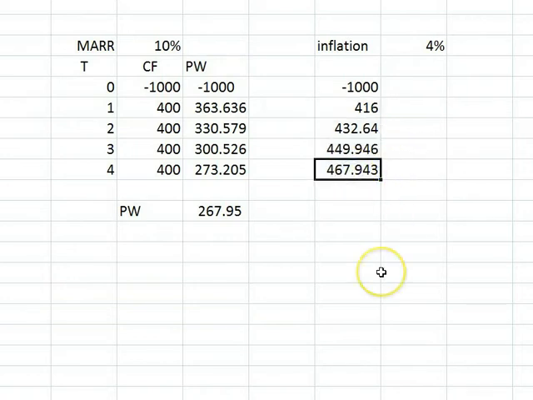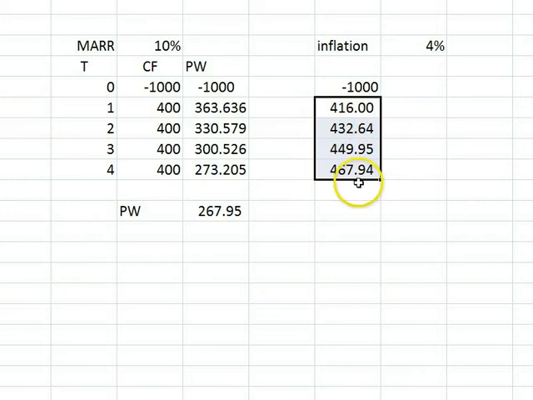So even though we're receiving, say, $467 in the fourth year, that doesn't represent we're making more. It's just a nominal value more, but we're not being able to purchase more. Our real wealth in terms of how much we can purchase is not changing. It is the same $400. So the question is, how do we value it?